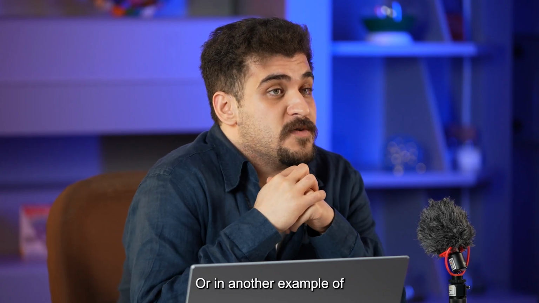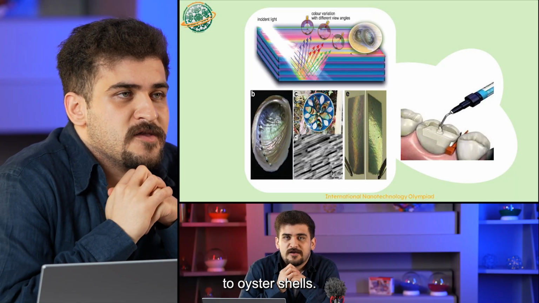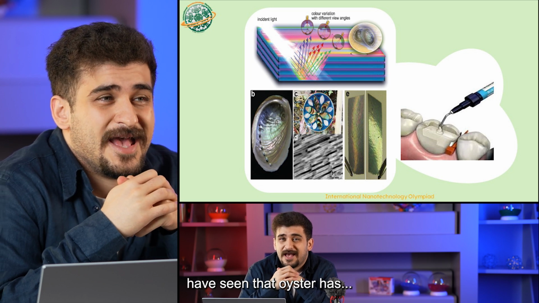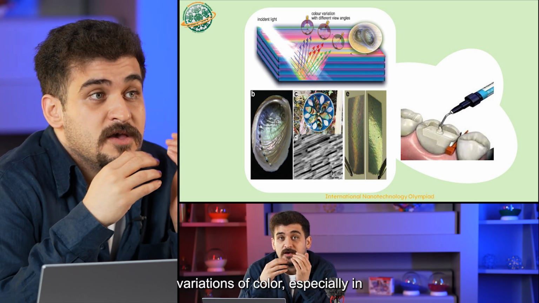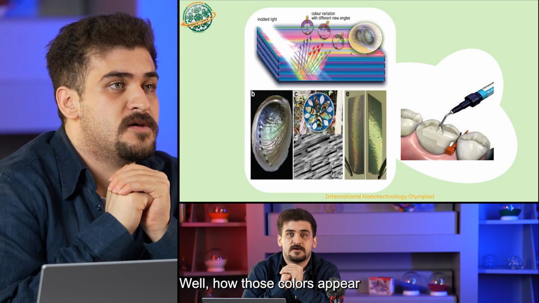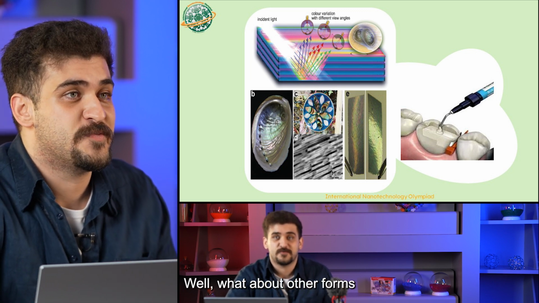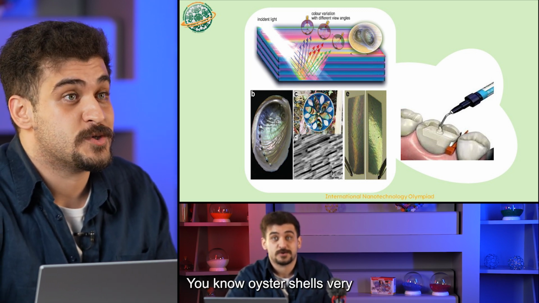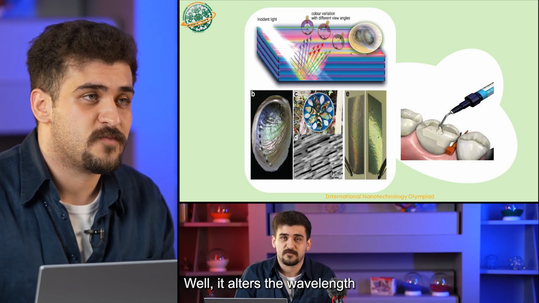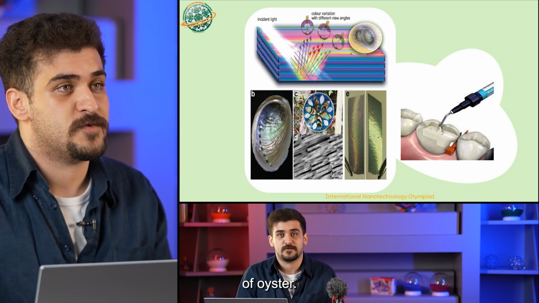Or in another example of biomimicry's applications, we can refer to the oyster shell. All of you have seen oysters, and all of you have seen that oyster has variations of color, especially in its inner shell. Well, how do those colors appear? It's because of its nanostructures. It alters the wavelength that you see and reflects from the inner shell of the oyster.